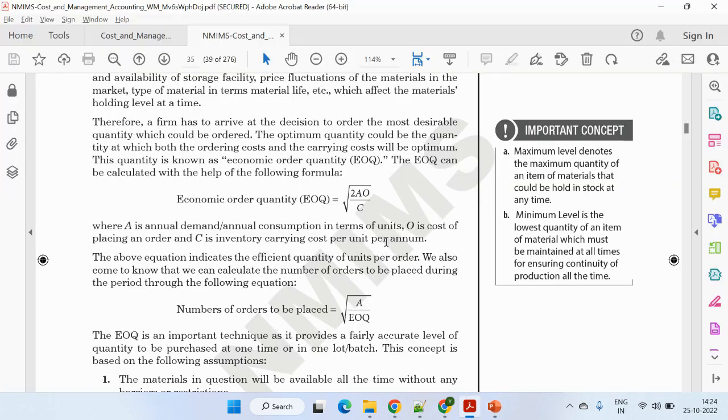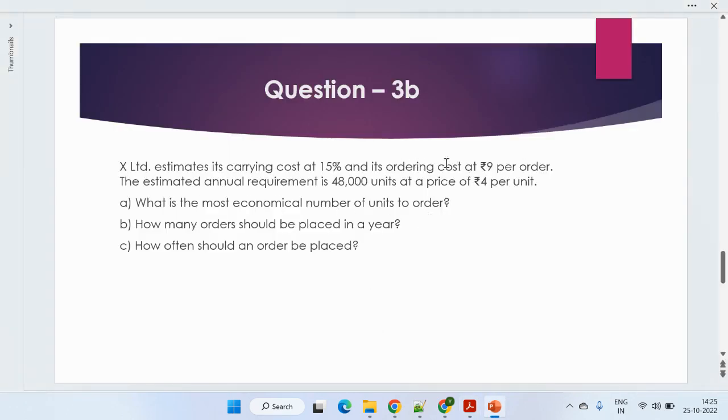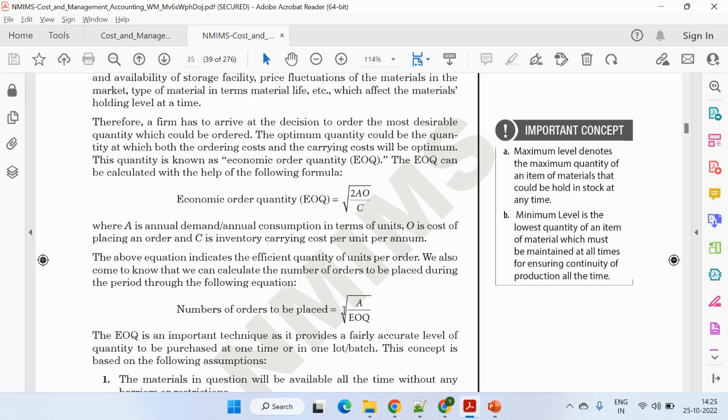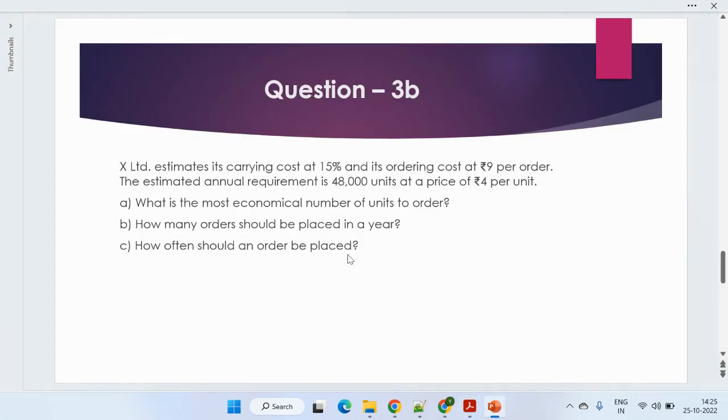Once you get EOQ, the second part is the number of orders being placed. So number of orders equals A divided by EOQ. A is the annual demand. Sorry, the annual requirement is 48,000 units, and EOQ is what you derived from the earlier value. So this way you can calculate the orders.